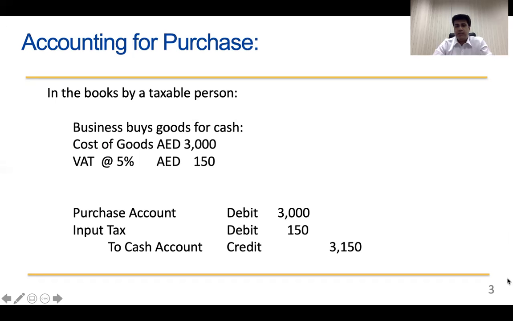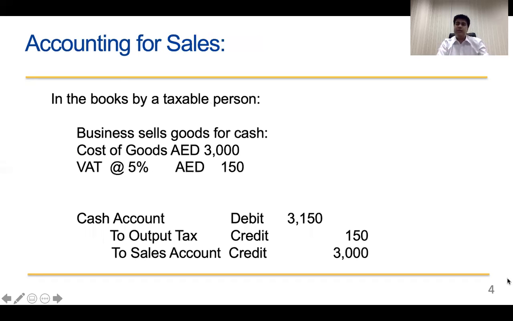Now, what happens at the second level? Let's look at the sales accounting entries. In a similar way, the same transaction, 3,000 value of goods, 150 VAT. What accounting entry will a person make when he's selling goods? Since he's selling goods, either the cash account, which is receiving, or a receivable account will be debited for 3,150. Since it's a sale, it's an output tax. So output tax gets credited for 150, and the sales account gets credited for 3,000.